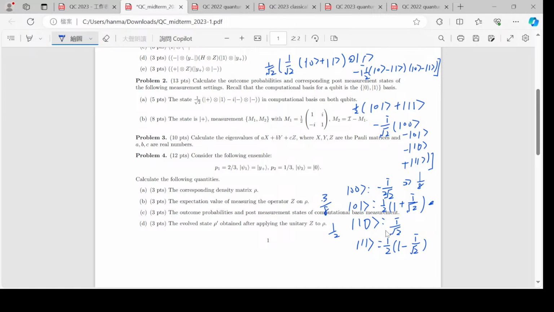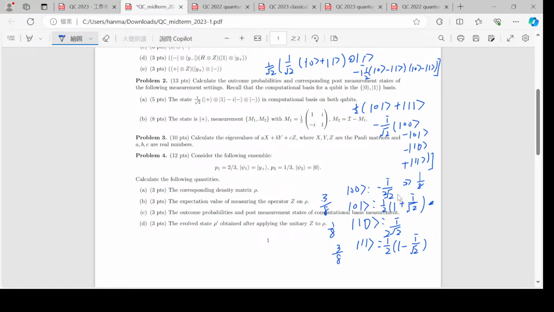Oh, sorry, so this is 2 over square root 2. Okay, so this one is also 1 over 8. This is 1 over 8, and this is 3 over 8. Okay, so now the numbers check. They add together to 1.